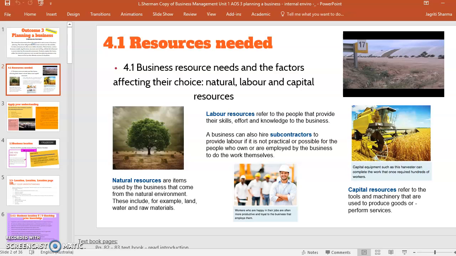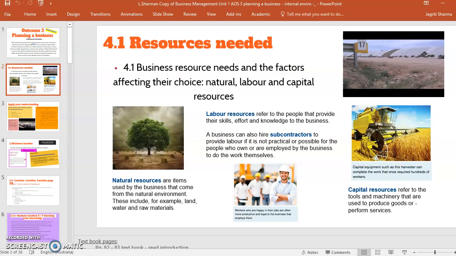And the location of the business. Does the location of the business allow access to the types of workers that it needs? Your location of the business should be accessible to all the employees. It should not be very hard for them to get to. Now, workers who are happy in their jobs are often more productive and loyal to the business that employs them. This is a golden rule. So as a business, you need to make sure that your employees are happy.